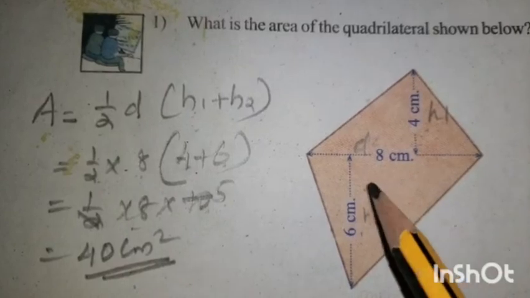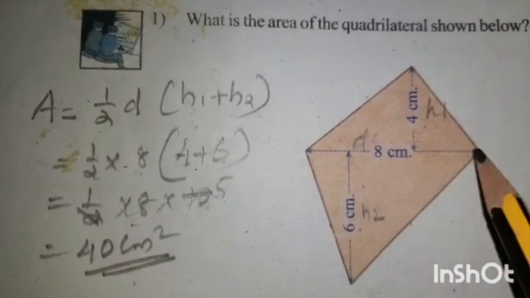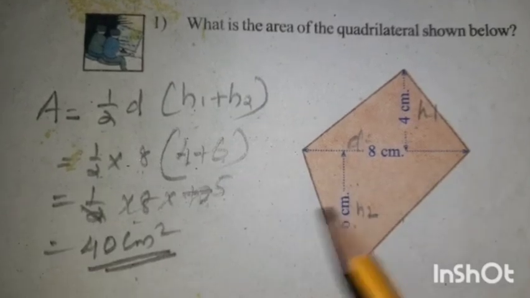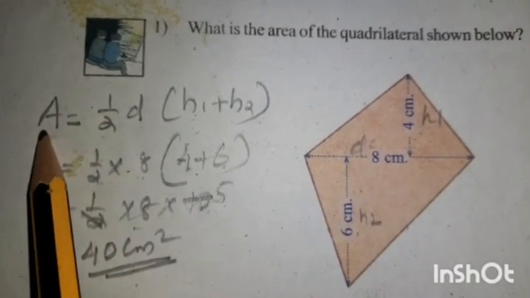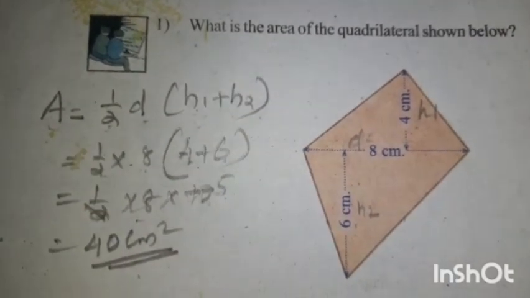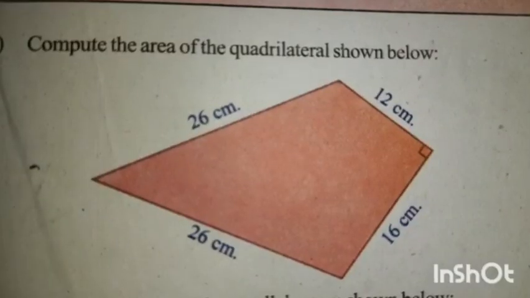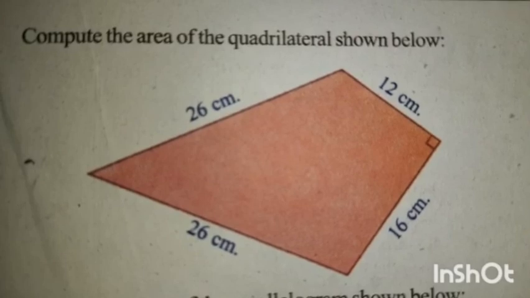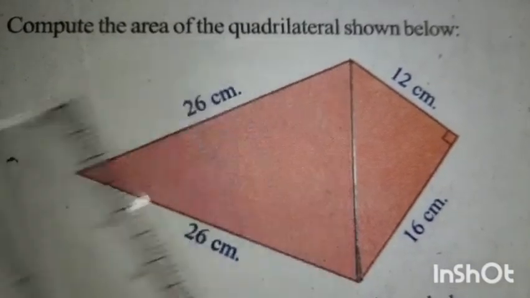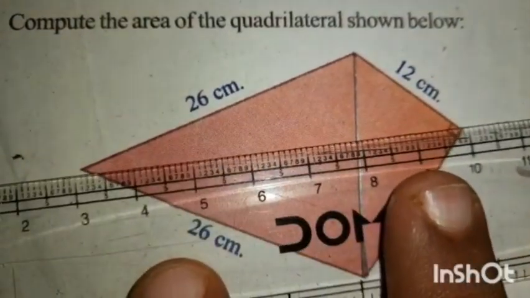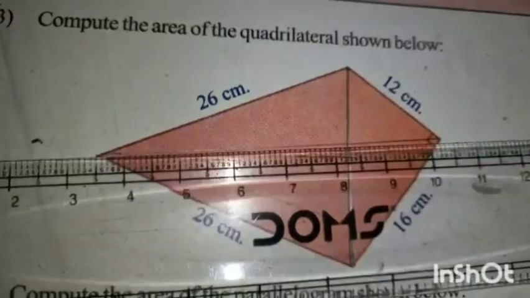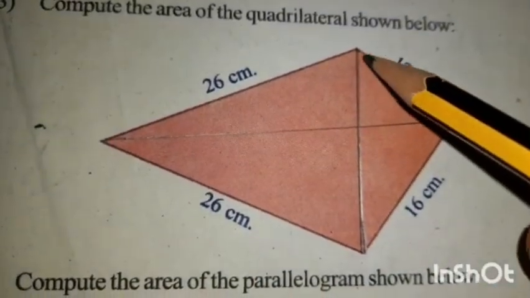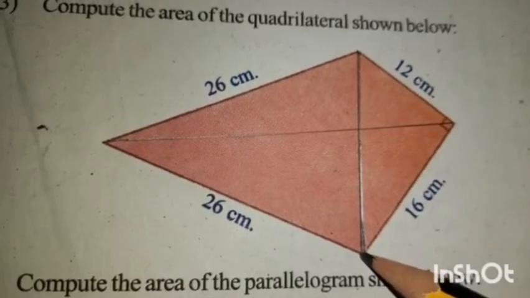So for the area of a quadrilateral, we can draw a diagonal first, then find the perpendicular distances. Then we have to find the area equal to half into d into h1 plus h2. Compute the area of the quadrilateral shown below. Draw the diagonal first. Then you have to find out the small diagonal first.